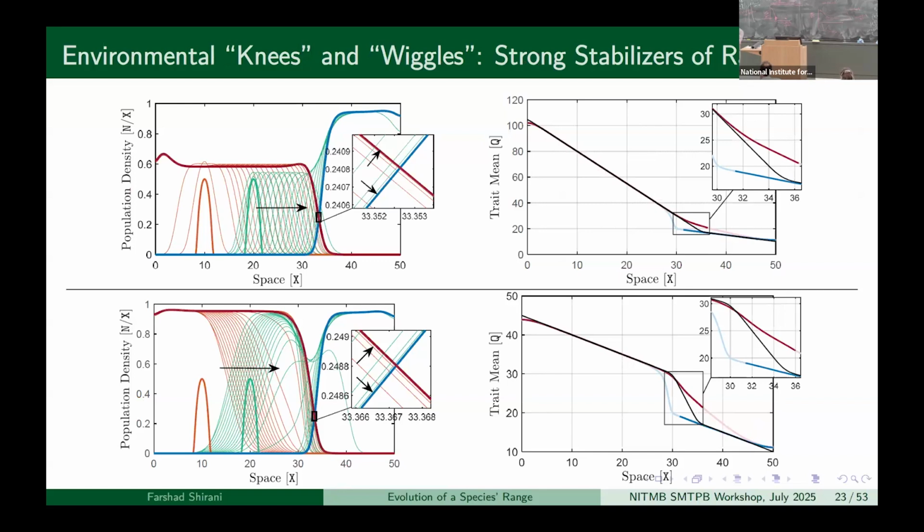And to stabilize these range limits, there have been some ideas. We identified environmental nonlinearities at which the steepness of the optimum gradient changes sharply. We call them environmental knees or even environmental wiggles, which is just two changes back and forth. And these can be prevalent in nature, especially ecotones. What we see in ecotones is sharp changes in the environment.